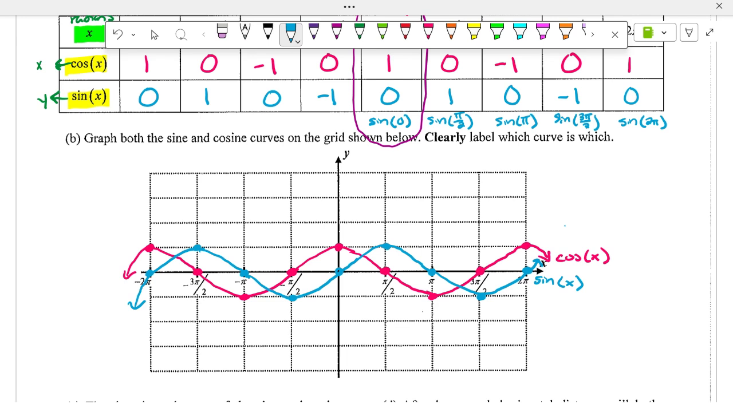So they look very, very similar, but there are some slight differences. We're going to talk about those differences tomorrow. Okay, but now you know what their parent functions look like. These are both the parent functions of their respective graphs.